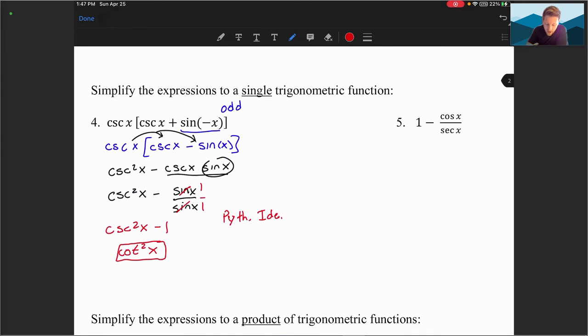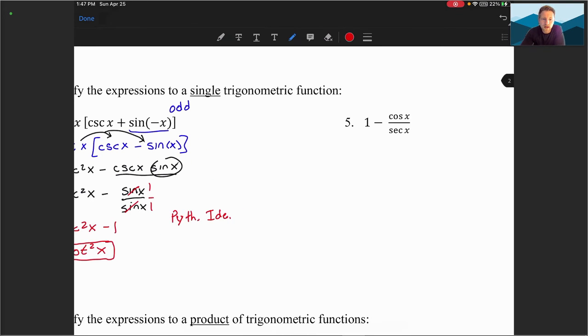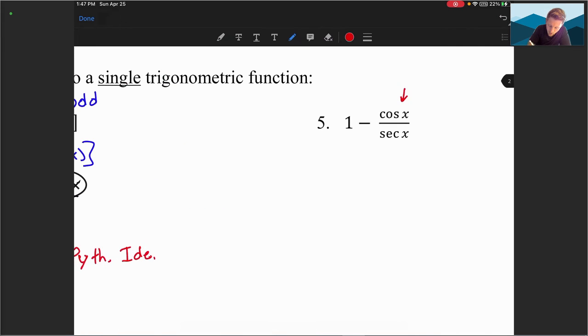So let's take a look at number 5 as well. In number 5, we have 1 minus cosine of x divided by secant of x. So again, notice that these are reciprocal functions of each other inside this fraction. So let's identify what we're going to have. We have 1 minus the cosine, divided by, this is 1 divided by cosine of x. We can replace that where the secant was.